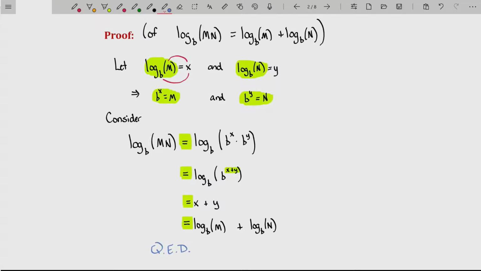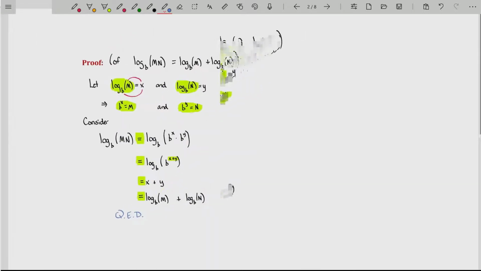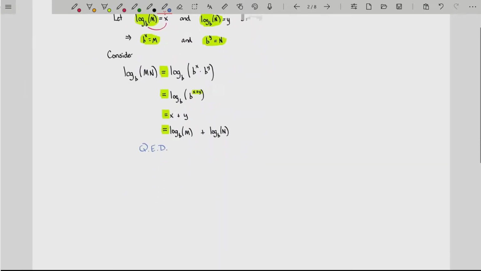Quod erat demonstrandum. So it has been demonstrated. So that is our first proof. The other one that I wanted to do here, and I'll just do it right down below.